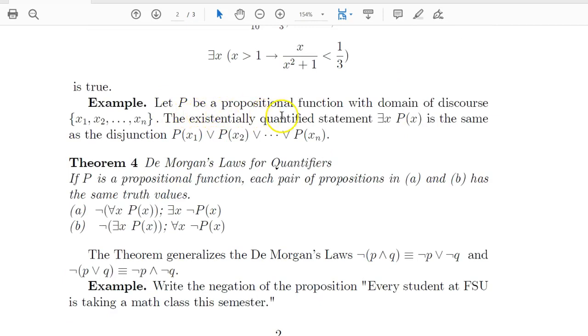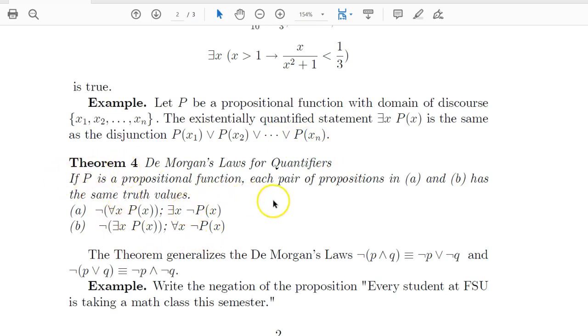Let P be a propositional function with a finite domain of discourse x1, x2, and so on, xn. The existentially quantified statement, there exists an x such that P of x, is the same as the disjunction of these n propositions: P of x1 or P of x2 or, and so on, or P of xn.